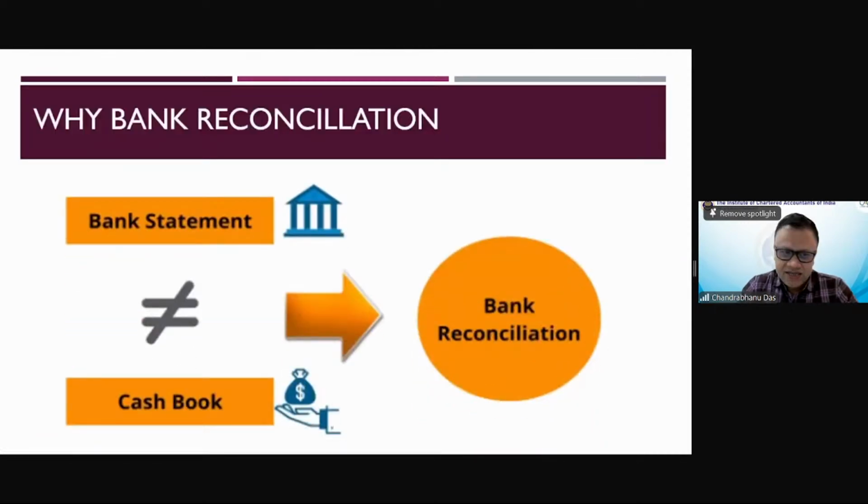Now, this is very obvious. The bank has its own statement. In your cash book, you have your own statement of the transactions with the bank, and it is not matching. For that reason, we are going for a bank reconciliation.